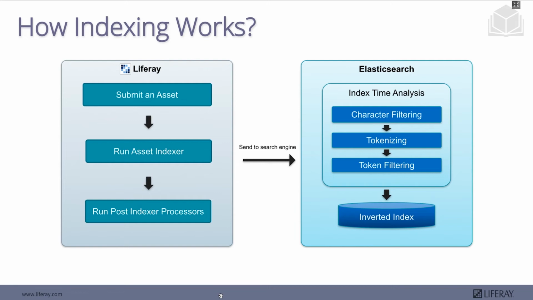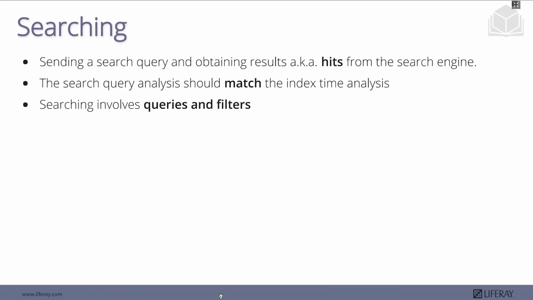As we run the asset indexer to generate or get the index document, over in our search engine is where those three big processes can happen. So we can have our character filtering, tokenizing, and token filtering. All of that to help generate that index document.